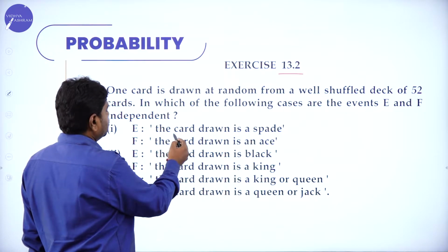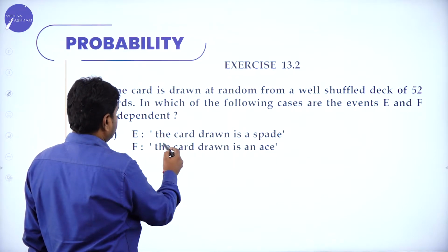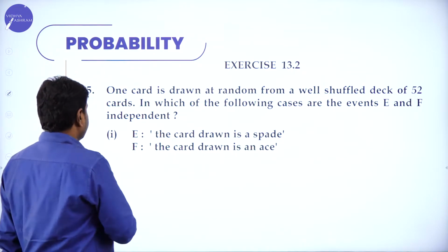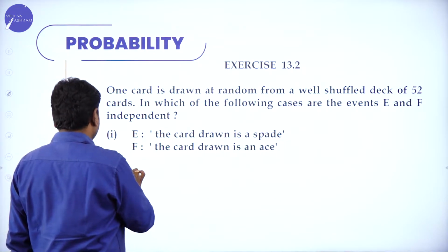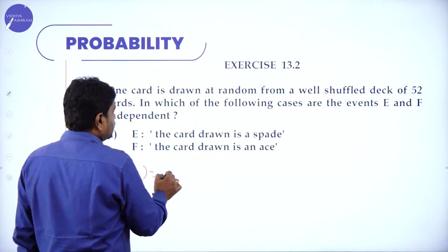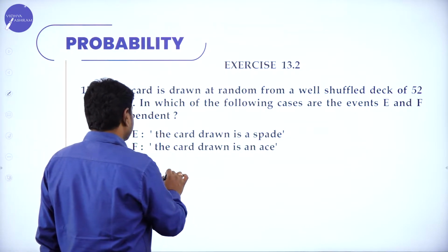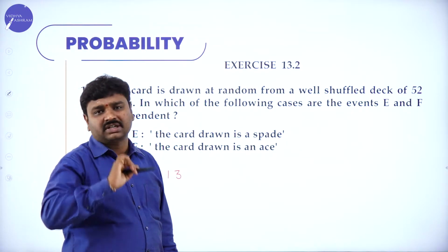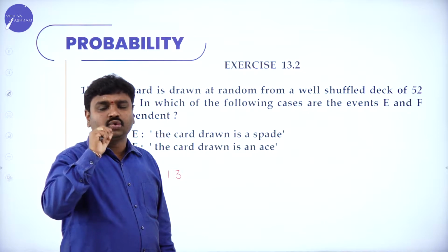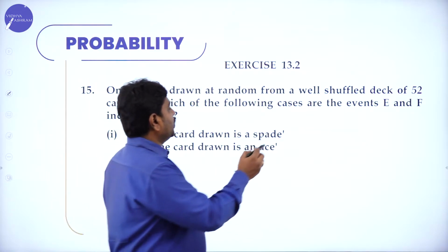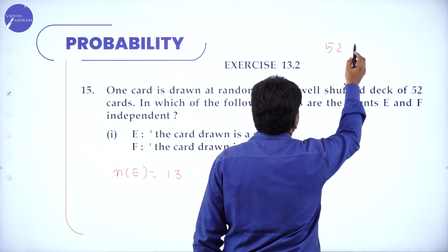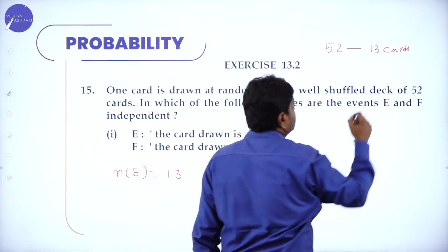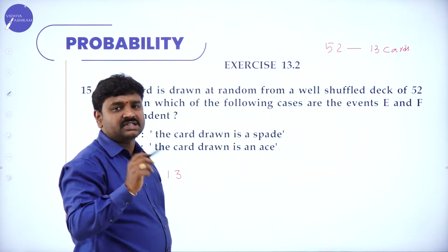So first question, event E is the card drawn is spade and event F is the card drawn is an ace. So first we'll find N of E, number of elements in set E. So the card drawn is spade. How many spades will we have? 13 spades. For each suit we'll have 13 cards. We'll have 4 suits. In a pack of 52 cards, we'll have 4 suits. For each suit, we'll have 13 cards. So 13 spades, 13 diamonds, 13 clubs, 13 hearts.